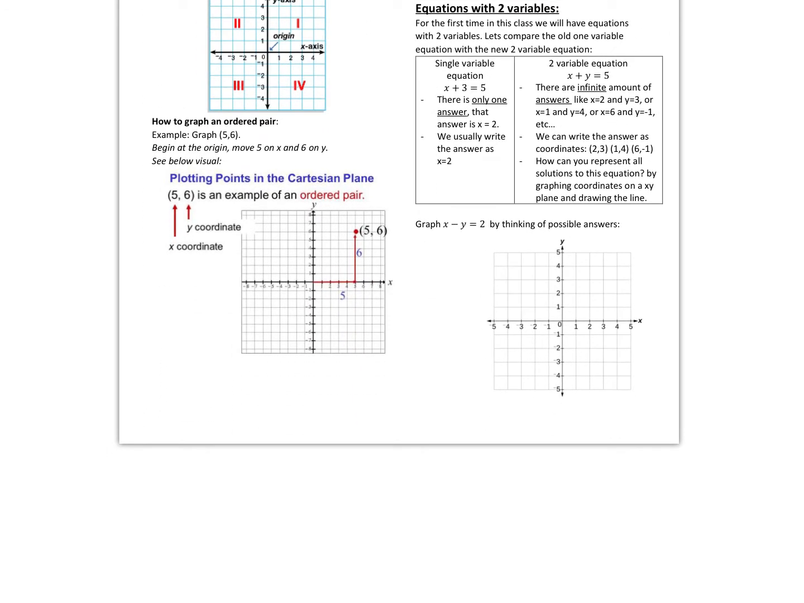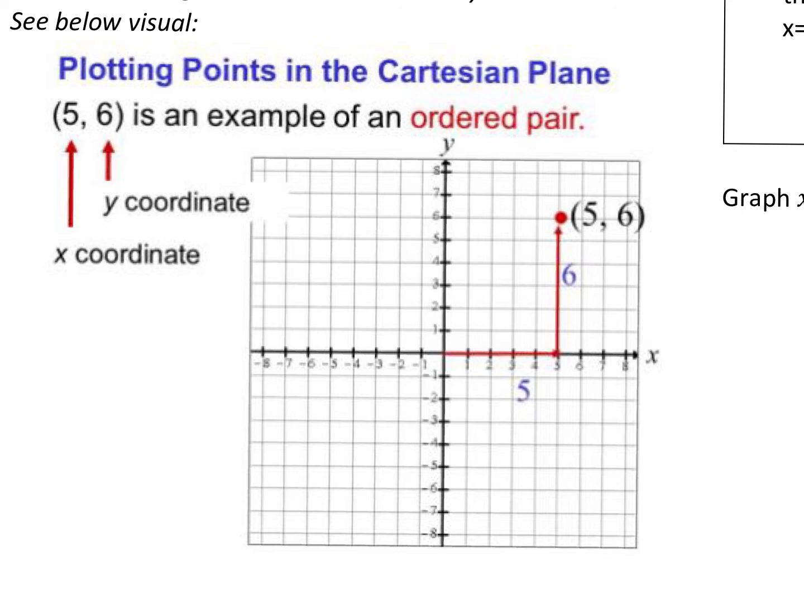So down here on this example, we have the coordinate 5, 6, and you start at the origin. 5 is the first number here, that's the x value. So go to 5 on the x value, on the x-axis, on the x number line. And then 6 is the y value. So y is up and down, so go up 6. So there's a location 5, 6. I hope we remember this.